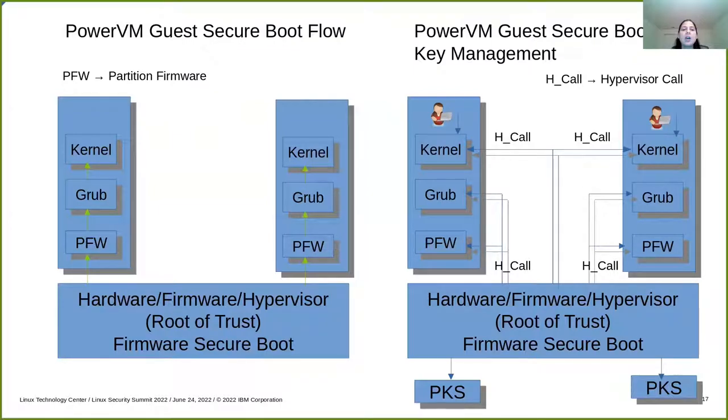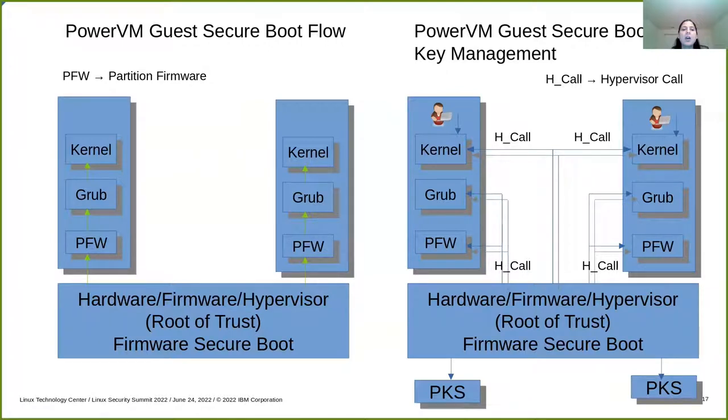The kernel talks to the PKS via the hypervisor with the use of an H call, which is a hypervisor call. The grub and PFW are mainly the users of these keys, and they also use the H call or the OF client interface and request the keys from the hypervisor and from the PKS.